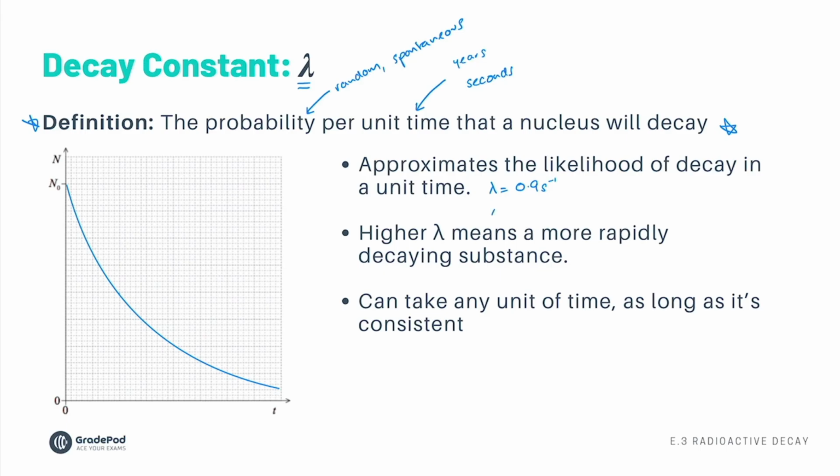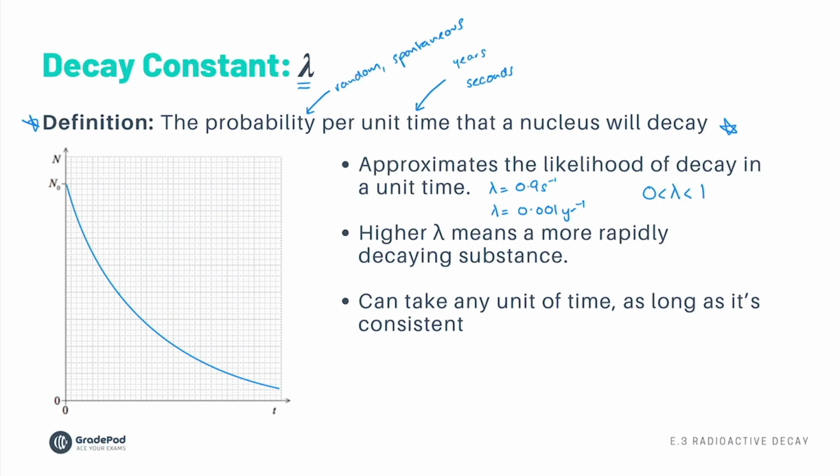That's a lot. If your decay constant is 0.001 per year, that means there's a 0.1% chance that it will decay within a year, which is not a lot. And your value of lambda is going to be greater than 0 and less than 1. A higher lambda means a more rapidly decaying substance. For that point, let's go to the graph.